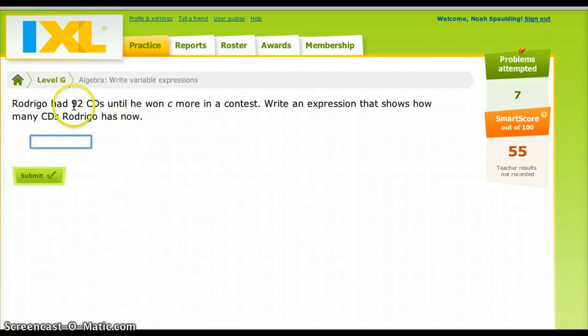Here, Rodrigo had 92 CDs until he won some more in a contest. Write an expression that shows how many CDs Rodrigo has now. So he had 92, and then he won, so that would be plus some more.